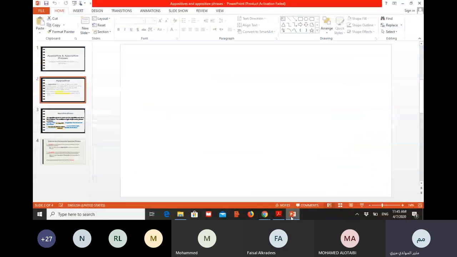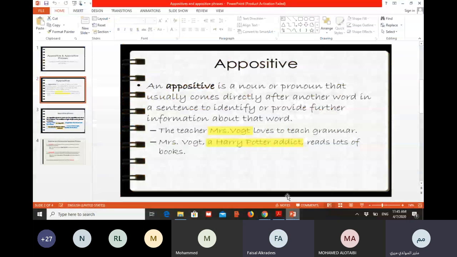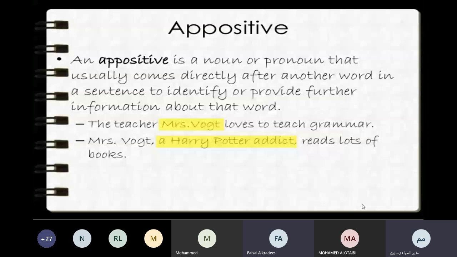Kridis, can you please read this slide? An appositive is a noun or pronoun that usually comes directly after another word in a sentence to identify or provide further information about the word. The teacher, Miss Vogt, left to teach grammar. Miss Vogt, a Harry Potter addict.